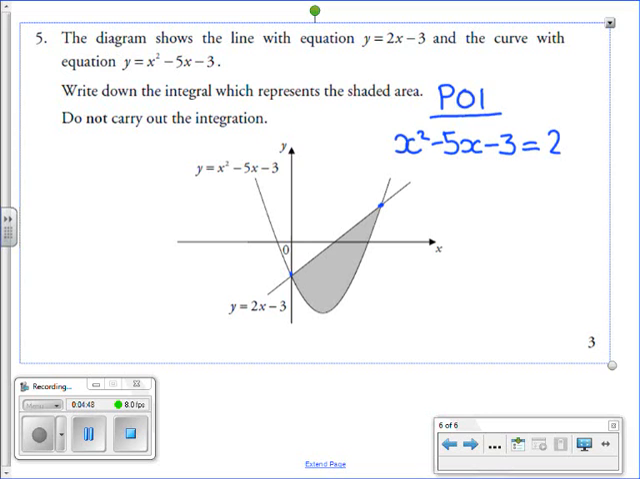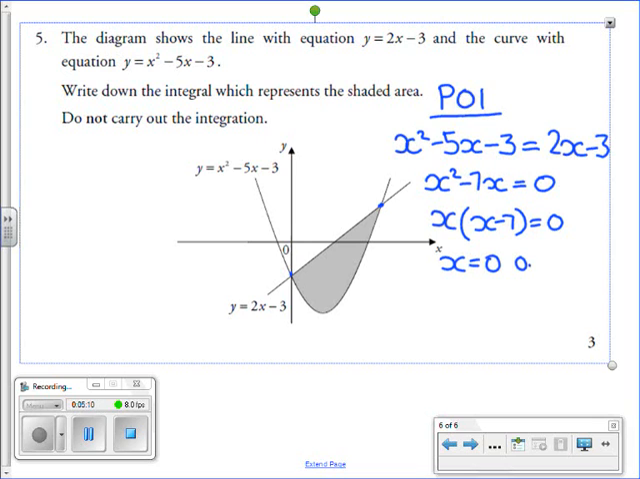We're going to move everything to the left hand side. So we get x squared minus 7x equals 0. Now we factorise. That's a common factor of x. x times x minus 7 equals 0. So the two values that x can take on are 0 or 7. At this point, just double check on your diagram that makes sense. You can see that x is 0 on the first one there, that's our lower limit, and 7 is our upper limit.